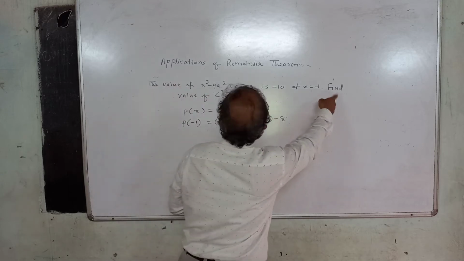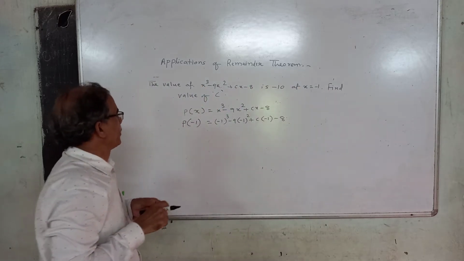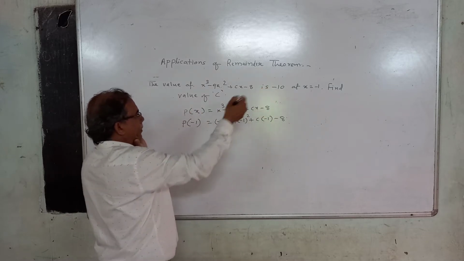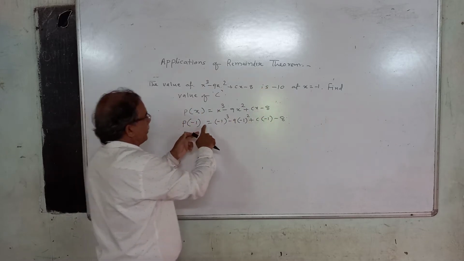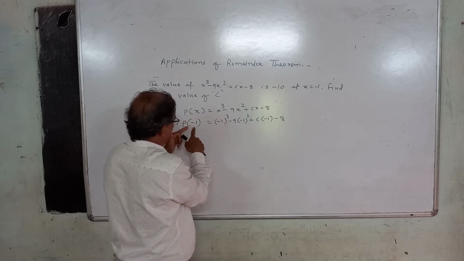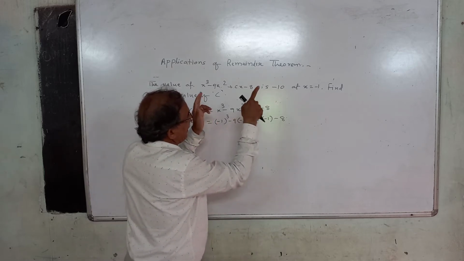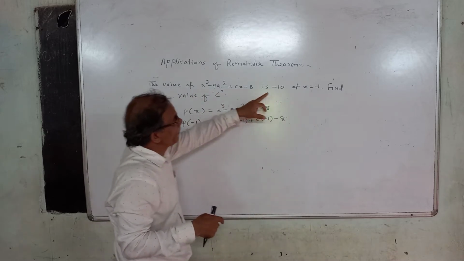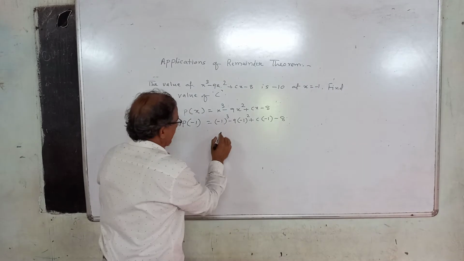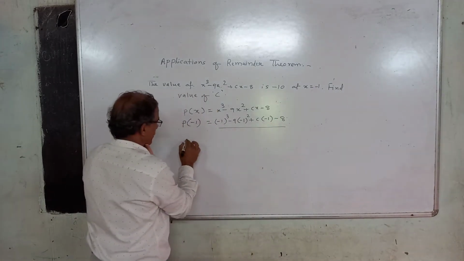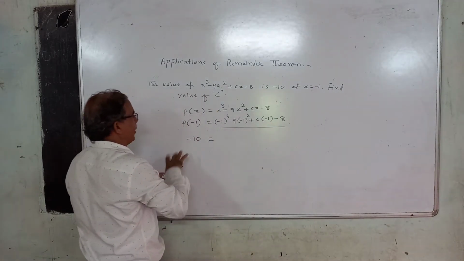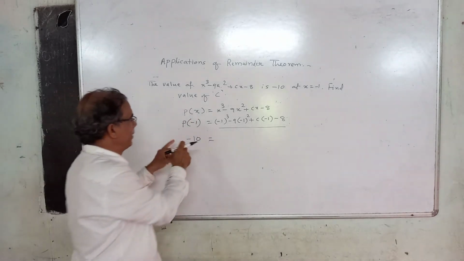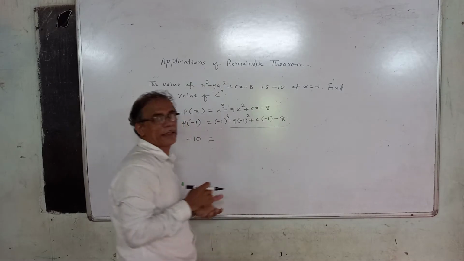And what is our question? Find the value of c. So now you know that when x is equal to minus 1 is substituted and you simplify, you get the value of that polynomial at that particular value of x. And that value, the answer, is given as how much? The value of polynomial is minus 10. So this answer should be equal to minus 10. Value of polynomial at x is equal to minus 1 is minus 10, given. So minus 10 should be equal to this answer.